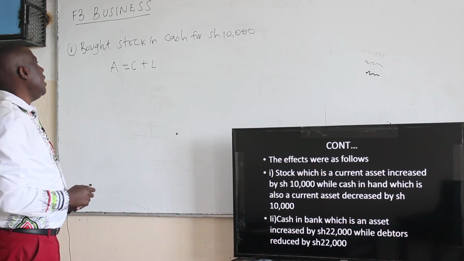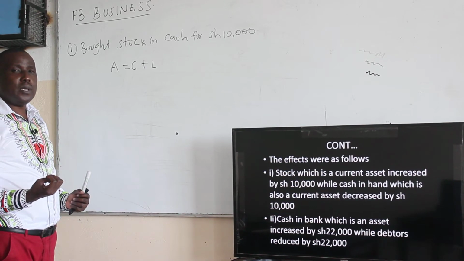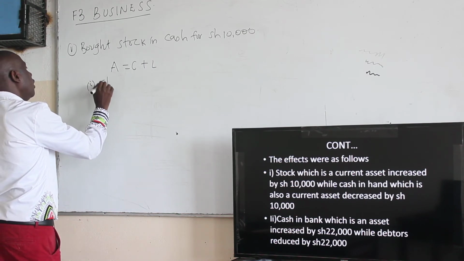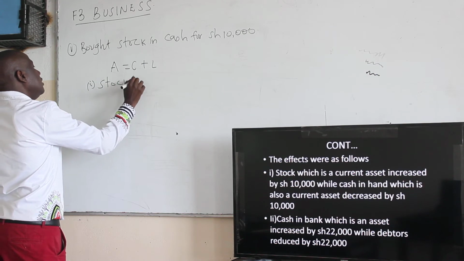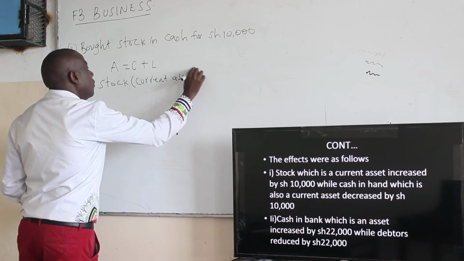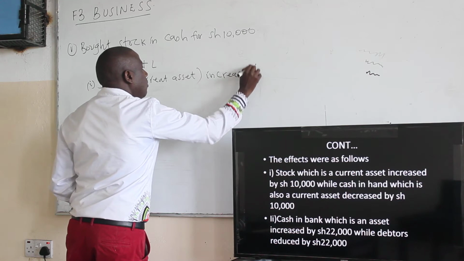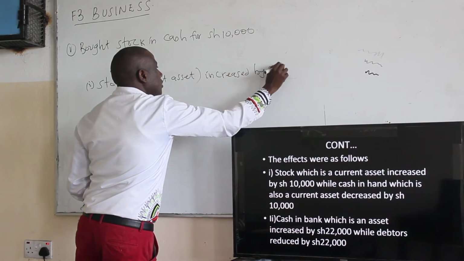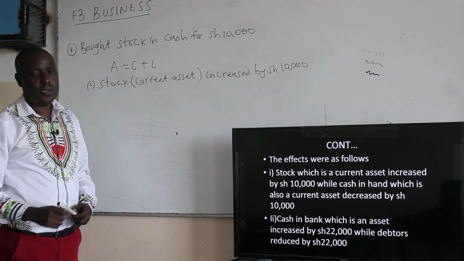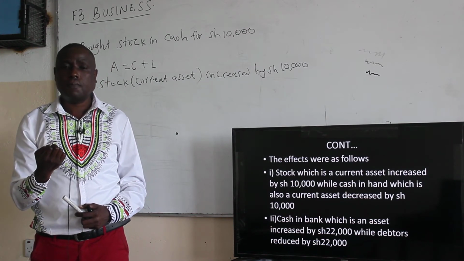So here, when we say bought stock in cash, when we buy stock, what happens? Stock is going to increase. So, stock, which is a current asset, increases by 10,000. Stock is an asset. Which type of asset? Current asset. What has happened? It has increased. Why? Because we have bought.